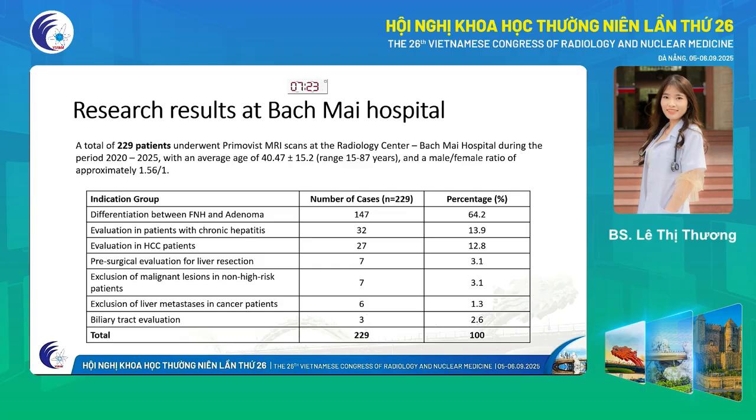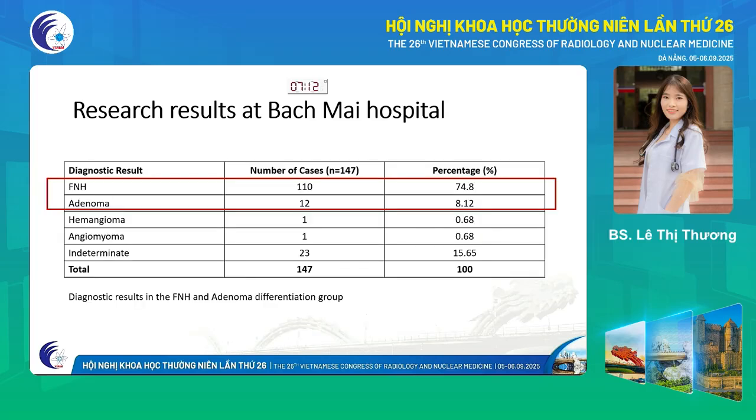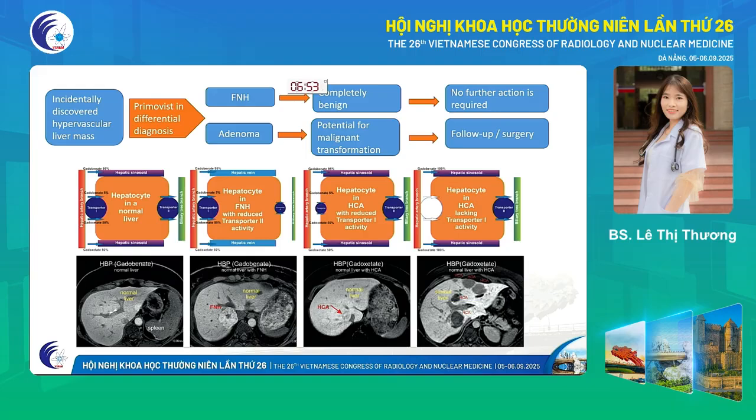A total of 229 patients underwent Primovist MRI scan, in which it was mainly used to differentiate FNH and adenoma. In this group, MRI with Primovist identified 110 cases as FNH based on increased enhancement in the hepatobiliary phase combined with strong and homogeneous enhancement in the arterial phase.